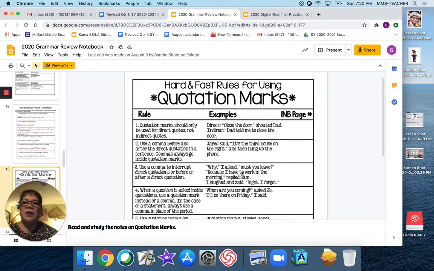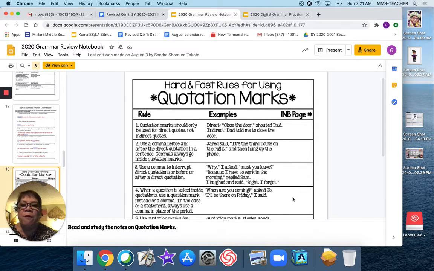Okay? So, I'm going to go over now the hard and fast rules for quotation marks. So let's look at rule number 1. Quotation marks should only be used for direct quotes, not indirect quotes. So the example they give you is: quotation mark, close the door, comma, quotation mark, shouted Dad, period. That's a direct quote. Now, if you did an indirect quote like, Dad told me to close the door, then you will not use any quotation marks.